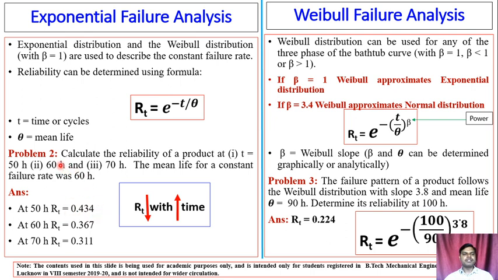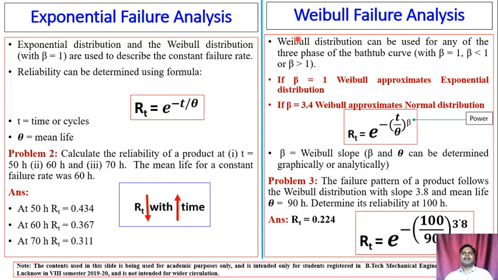When we substitute 60 here, it will be 60 by 60, so it becomes e to the power minus 1. This will be 0.367. And similarly for 70 hours we can compute the value as 0.311. So here we can observe that reliability decreases with the passage of time. As the time increases, the reliability decreases. So this was an observation with exponential failure analysis, which can be judged using this expression and technique.